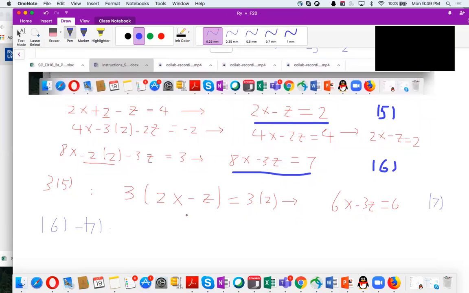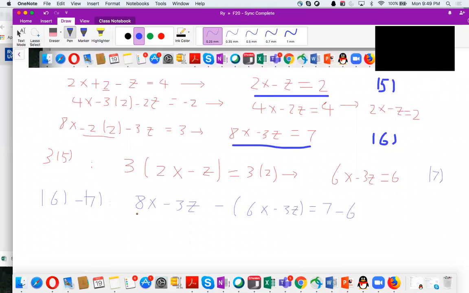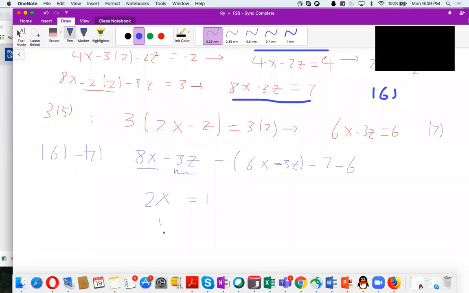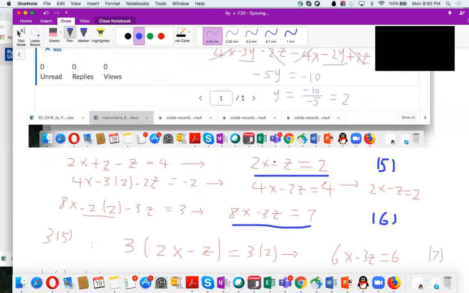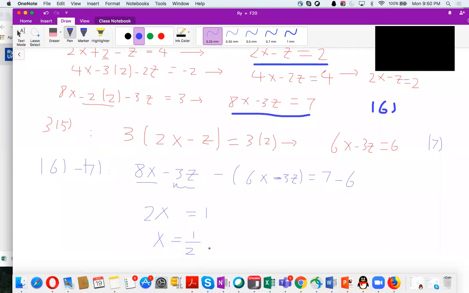Okay, now use equation 6 minus equation 7, left-hand side minus left-hand side, and you get 8x minus 3z. This is left-hand side of 6 minus left-hand side of 7, 6x minus 3z, equal to right-hand side minus right-hand side. Okay. Now simplify this. 8x minus 6x, 2x, negative 3z. If you take away bracket, this becomes positive 3z, cancelled out. So 2x equal to 1. And you get x equal to 1 over 2. So we solved for x. And here we solved for y equal to 2.